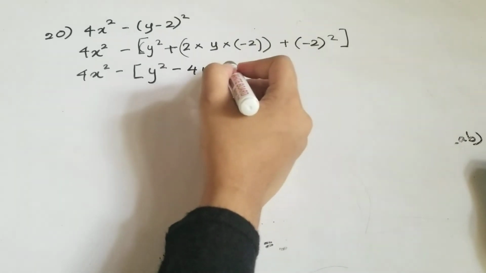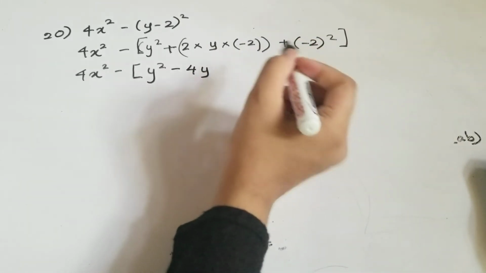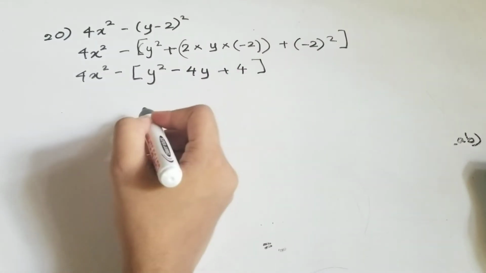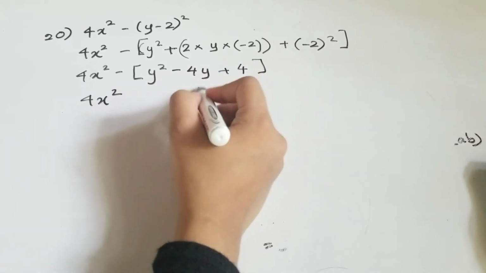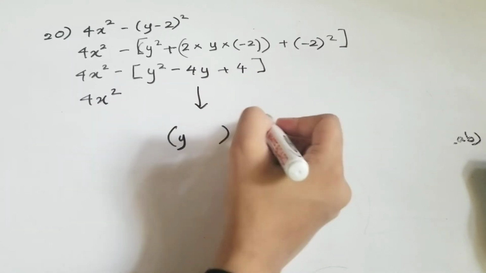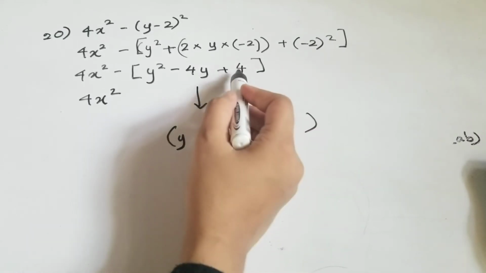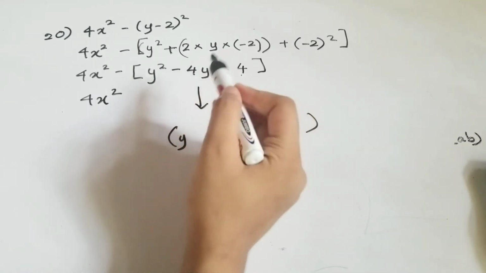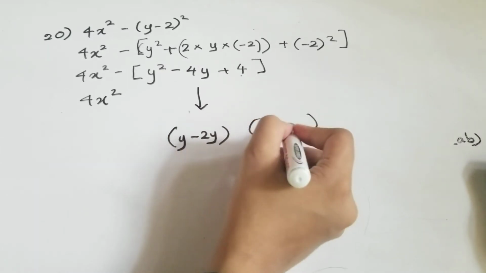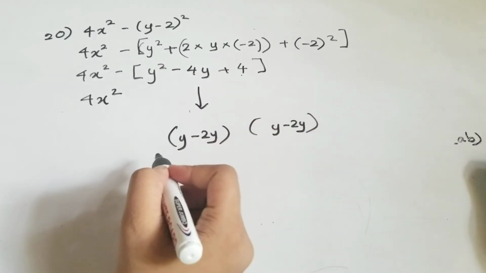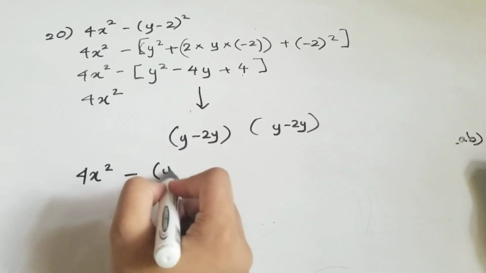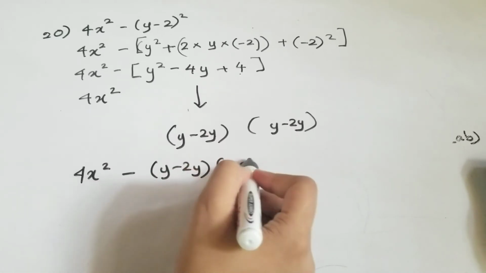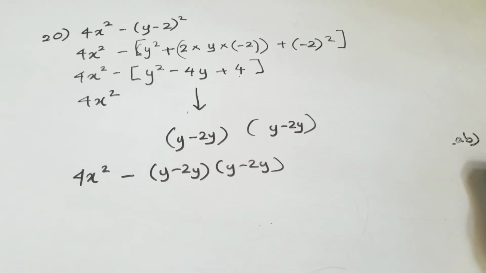Then minus 2 into minus 2 plus 4. So plus 4 comes here. This is quadratic. You have to solve it actually. So y squared, if I take this separately, what are the factors? Here I'm teaching a shorter method. You need 4. 4 means 2 times 2. So negative 2y, negative 2y. Now factors I have found. So I can write 4x squared minus (y minus 2)(y minus 2). That's enough. Now we'll go to question number 21.